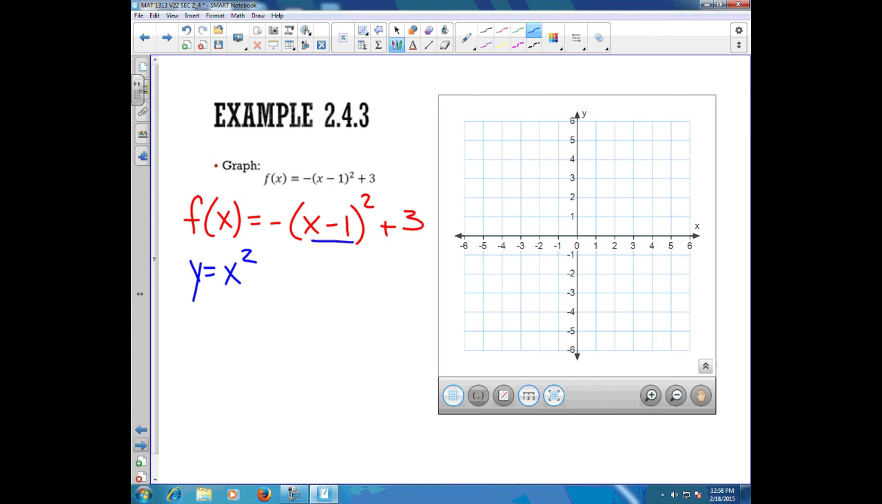The x minus 1 tells us to go to the right 1. The plus 3 tells us to go up 3. And the minus tells us to flip the graph over. So it's going to be the same shape as y equals x squared, except we're going to go to the right 1, up 3, and then flip the graph over.